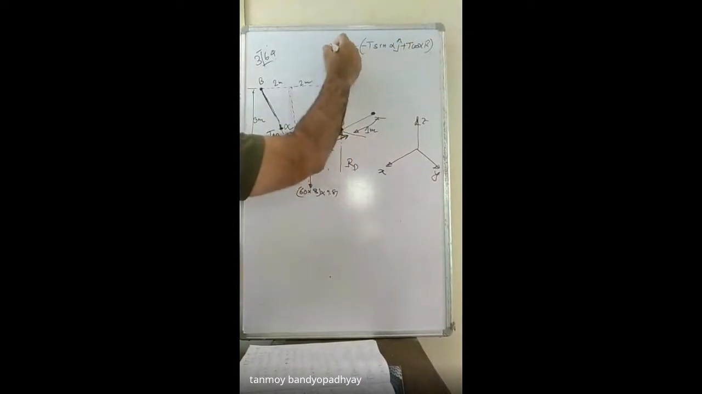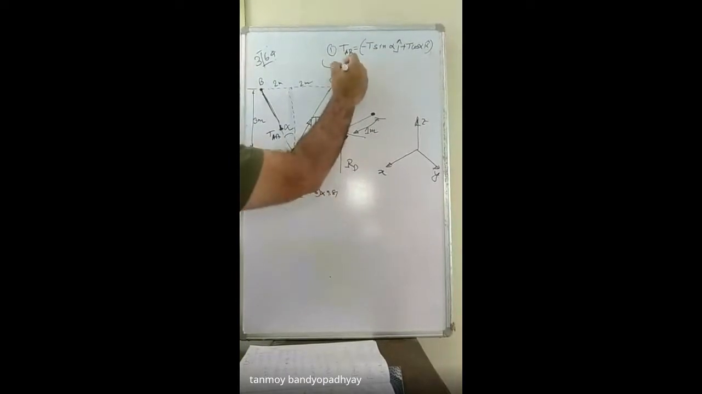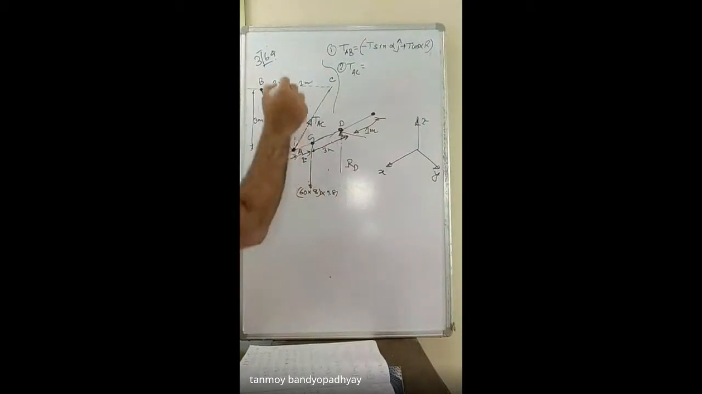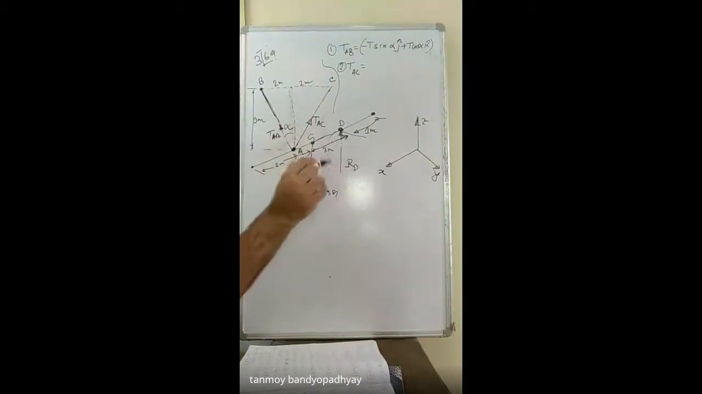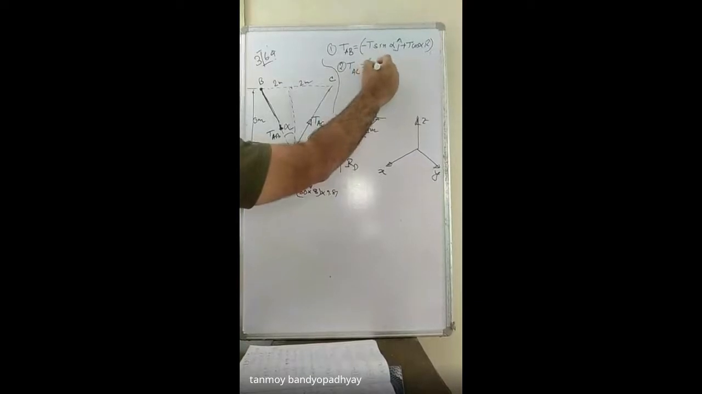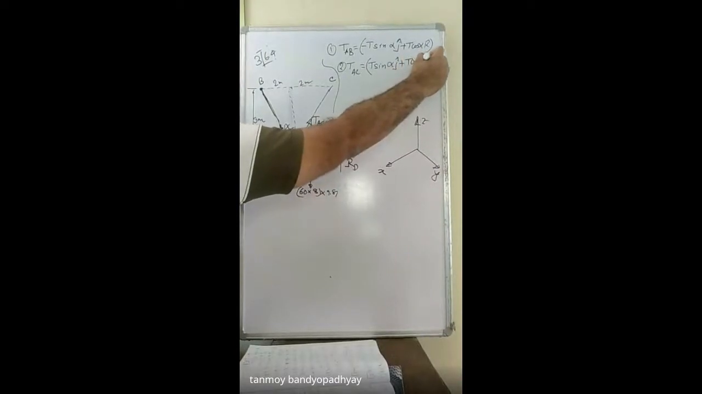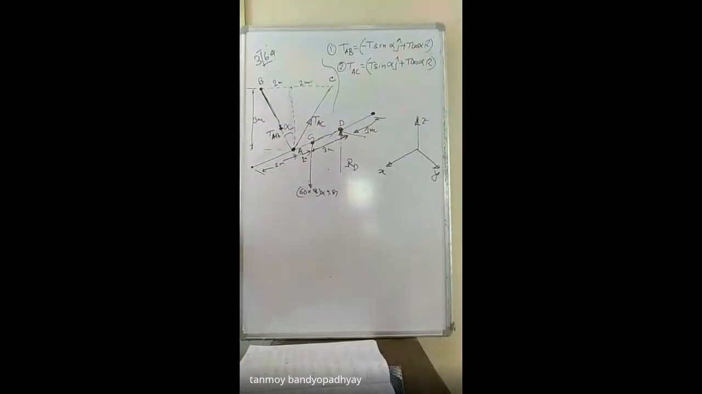So this is the first force. What is the next force? The next force is TAC. Again TAC will have two components. In the z direction it will be T cos alpha, and in the positive y direction it should be T sin alpha. So it will be T sin alpha j cap plus T cos alpha k cap. So this is the second force.